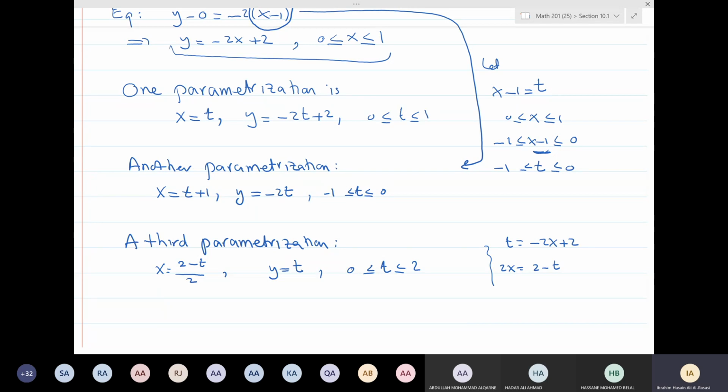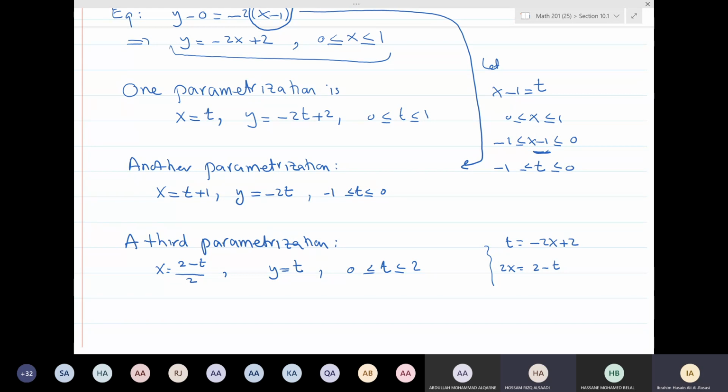Doctor, are all these parameterizations the same? No, they describe the same line segment. They all give me the same line segment. So parameterization is not unique. You can find many parameterizations for just one single curve. Okay, get it. Thank you.